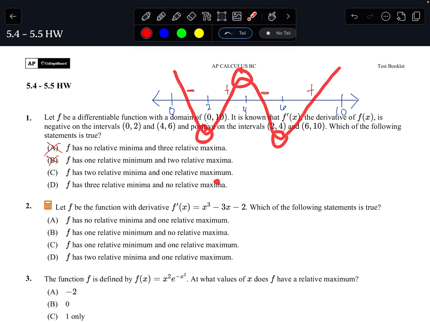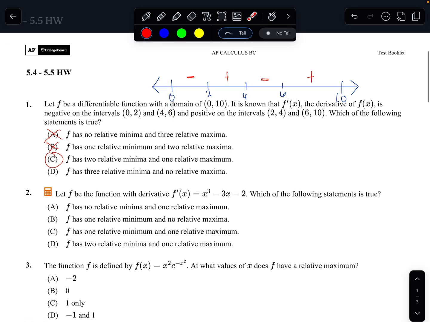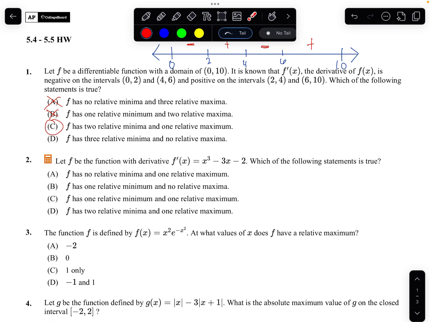It can't be D, that's for sure. It says it has 3 relative minima. No, we only got 2. And then we do have a relative maximum. So it's got to be C. And that checks out with how this is being graphed, right? So we got 2 relative minima and 1 relative maximum. I guess we're not talking about the endpoints here. So yeah, it's got to be C.